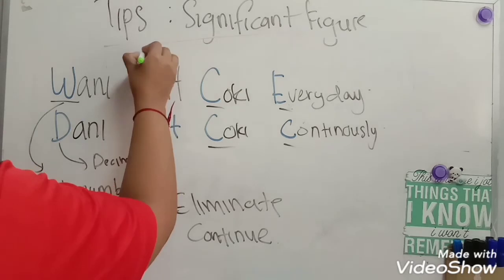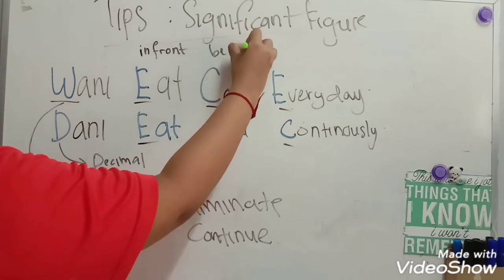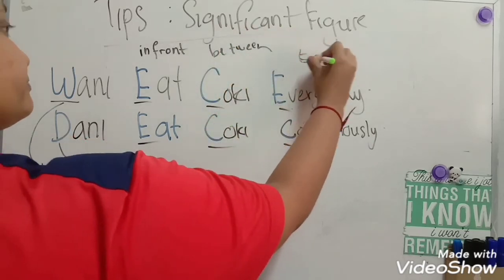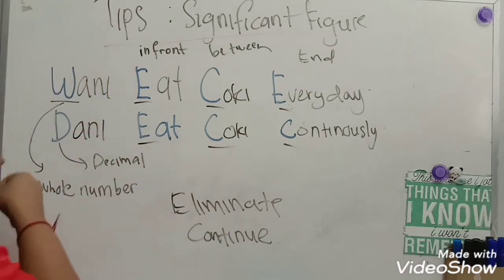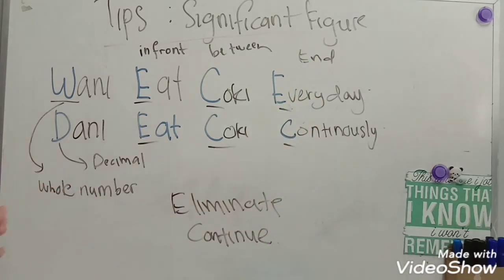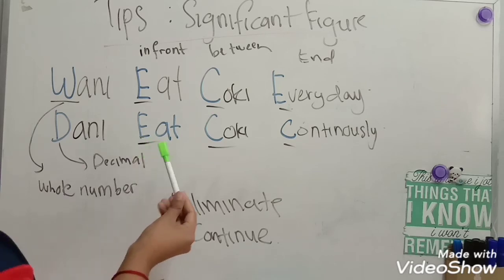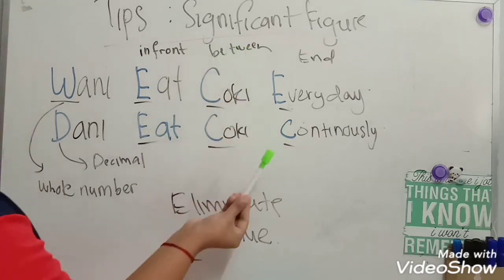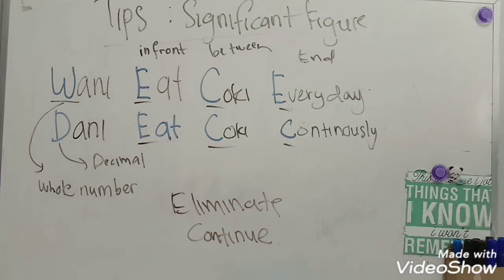So for this, you must write down on your paper: this is in front, this is between, and this is the end. So obviously for a whole number, the 0 in front of the number you must eliminate, the 0 in between the numbers you must continue, and zeros at the back, at the end of the number, you must eliminate. So this is the trick for how you're going to use this sentence later on to do significant figures. While for a decimal number, the 0 in front of the number you must eliminate, the 0 in between the numbers you must continue, and the 0 at the end of the number you must continue. So these are the tips.